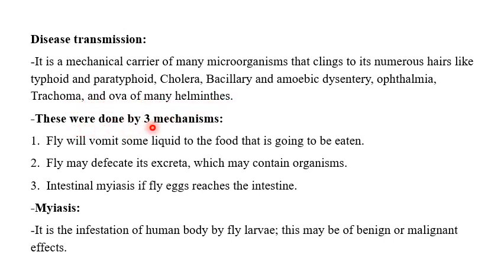These are done by 3 mechanisms. The fly will vomit some liquid onto the food that is going to be eaten. The fly may defecate its excreta, which may contain organisms. Intestinal myiasis: if the fly eggs reach the intestine. Myiasis is the infestation of a human body by fly larvae. This may have benign or malignant effects.